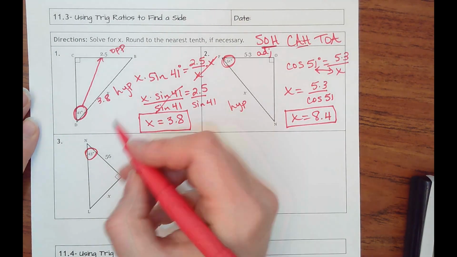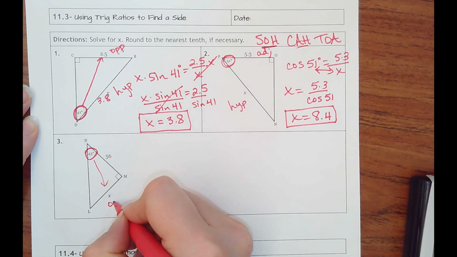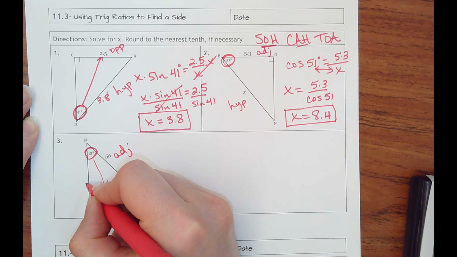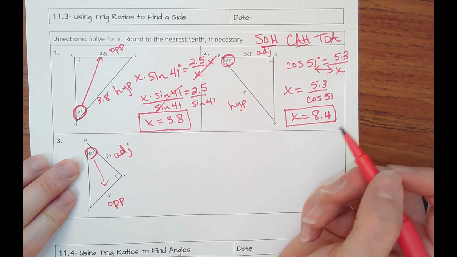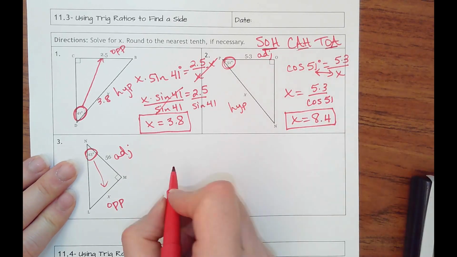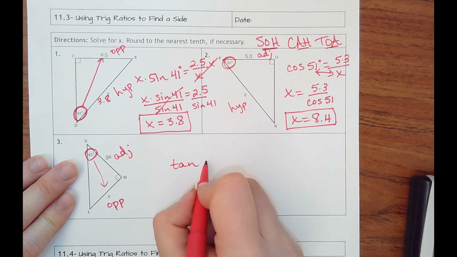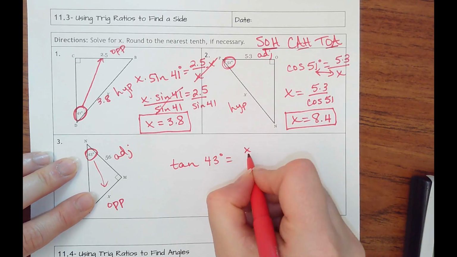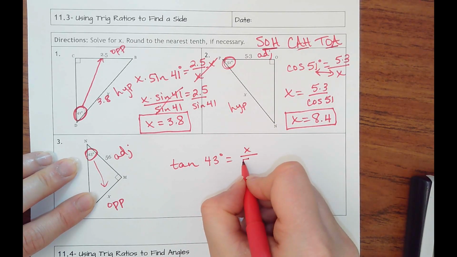And then number 3, this is our angle. This is the opposite side they're wanting us to find, and then this is the adjacent. I do not have the hypotenuse. Okay, so which trig function has adjacent and opposite, or opposite and adjacent? That would be tangent. So tangent of 43 degrees is the ratio of x over 56.